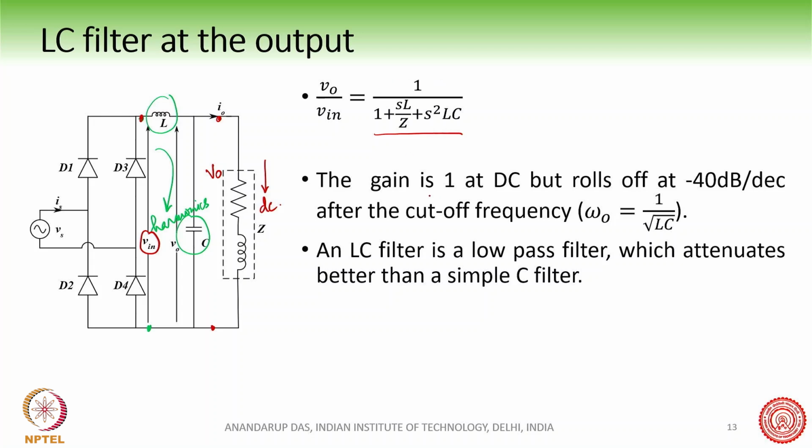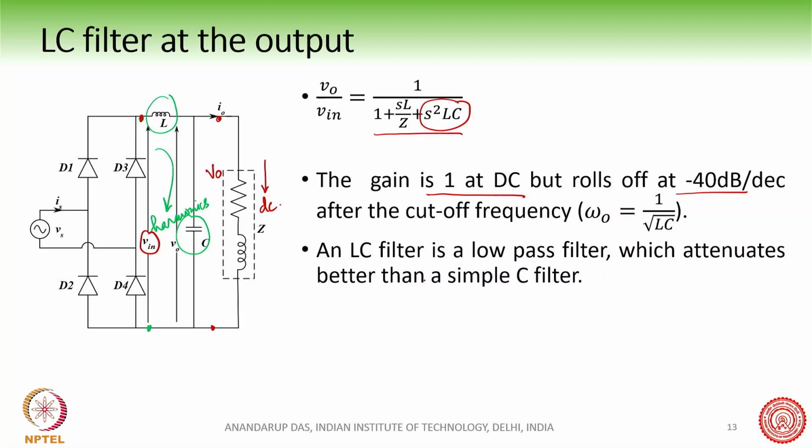So the gain is 1 at DC, because at S equal to 0 the gain is fine. At DC you get the input voltage equal to output voltage, that is good. But then it rolls off at minus 40 dB per decade after the cutoff frequency, because there are two passive elements, L and C, and because of this factor here, it rolls off at minus 40 dB per decade.